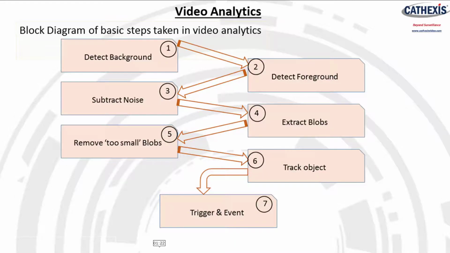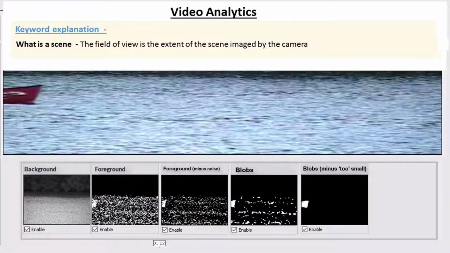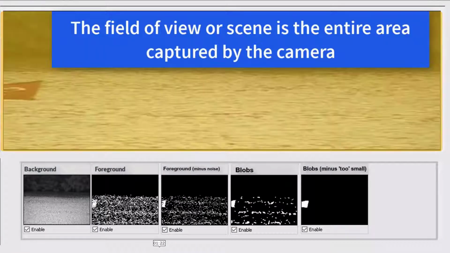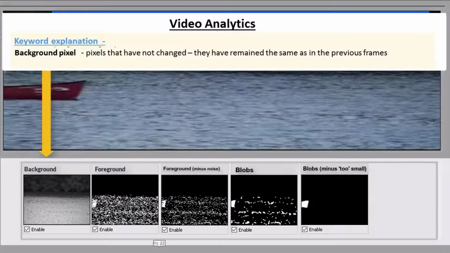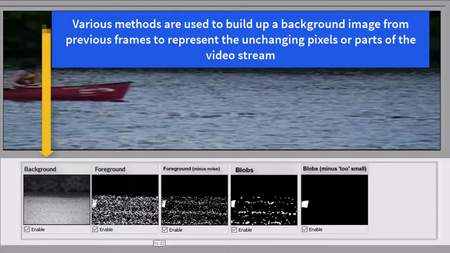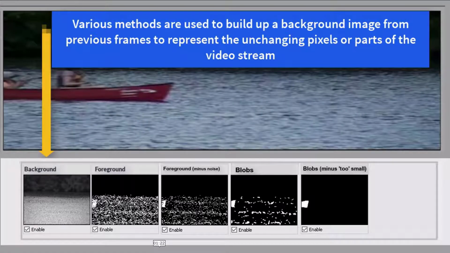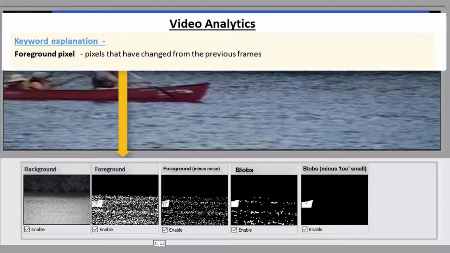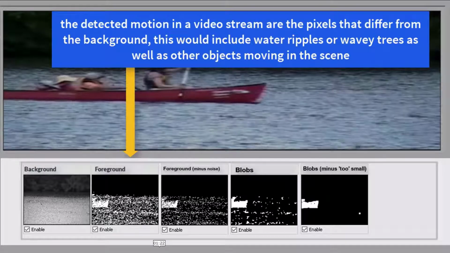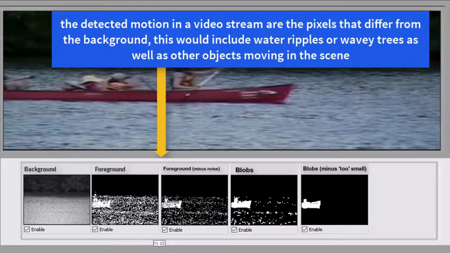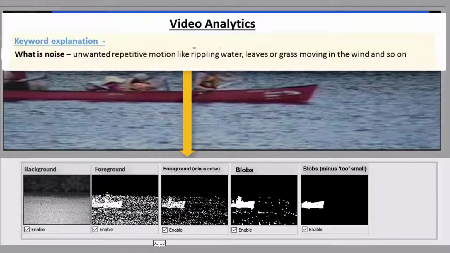Let's explain it further. The scene or field of view is the entire image area caught by the camera, and a video stream is a series of images or frames transmitted and displayed in quick succession. Background pixels are those pixels that remain unchanged from previously transmitted frames. Foreground pixels are those pixels that are not the same as the corresponding pixels in previous frames and represent motion. At this point, foreground and background pixels can be separated.